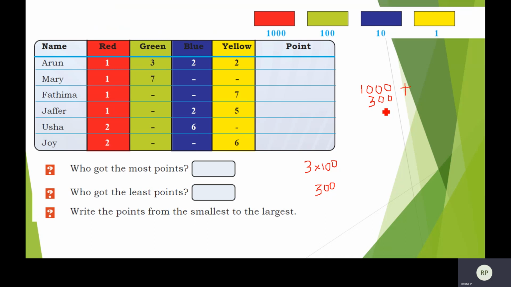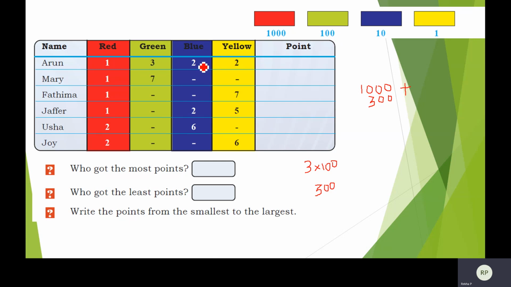So still there are remaining ones. We'll write down all the points, and then we will add up. Okay. So now we have counted red 1000 points, and for green, 3 cards are there. So 3 into 100, 300.